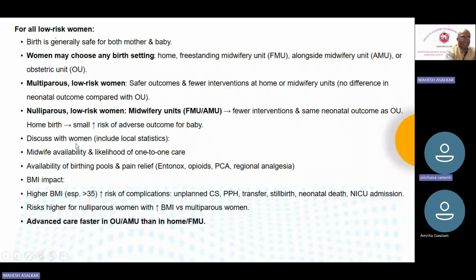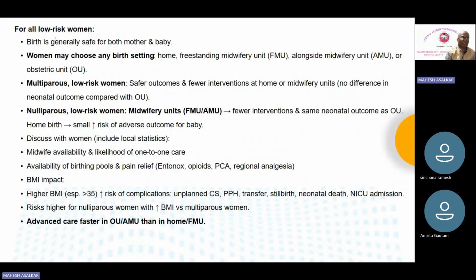Discuss with women: include local statistics, midwife availability and likelihood of one-to-one care, availability of birthing pools and pain relief, such as Entonox, opioids, patient controlled analgesia, regional analgesia, that we need to discuss. Then we need to talk about the BMI impact.